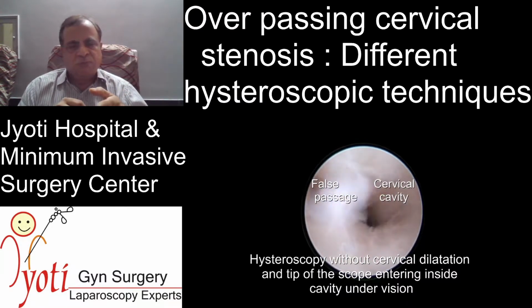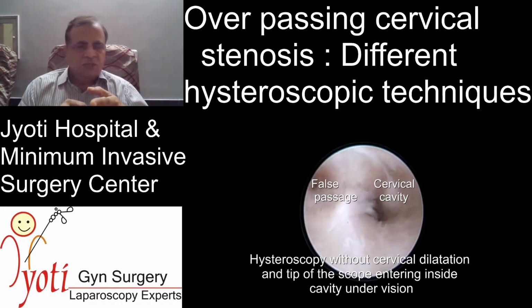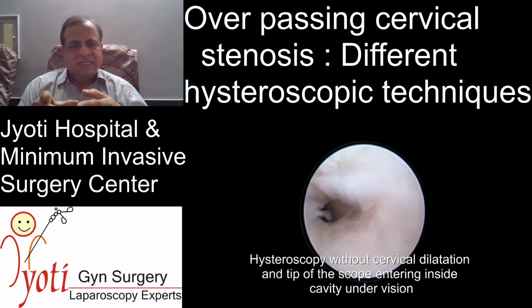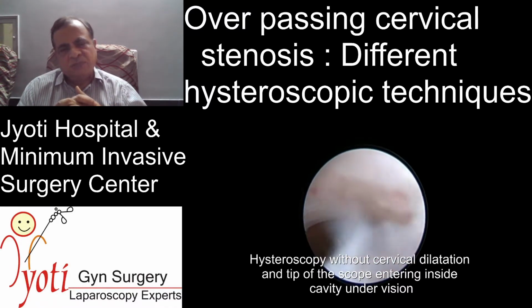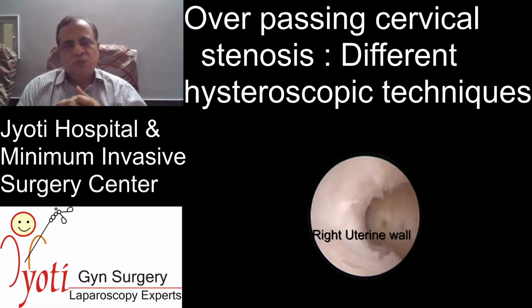So you can see that if you push in the wrong direction, it will produce a false passage. Now you can see a false passage on the left side, the right side, and to the right side. Turn your scope to the correct place where you are supposed to go. Let the tip of the scope gradually go towards the cavity. And this is how you enter inside the uterine cavity.